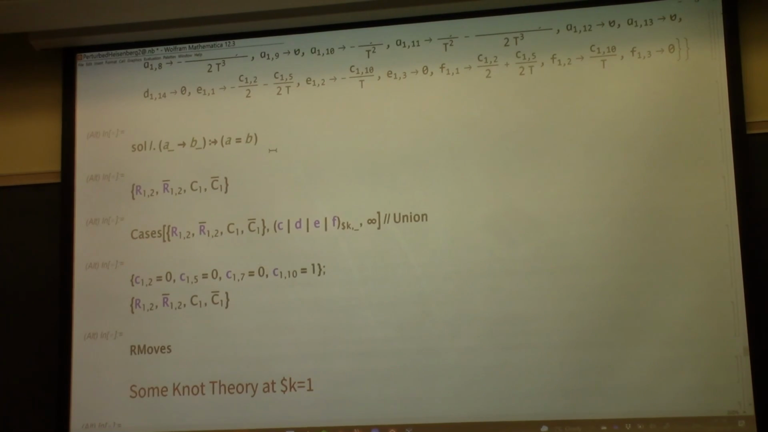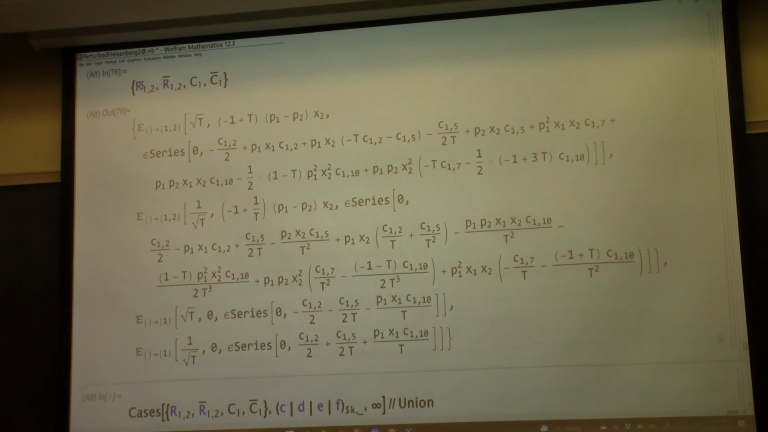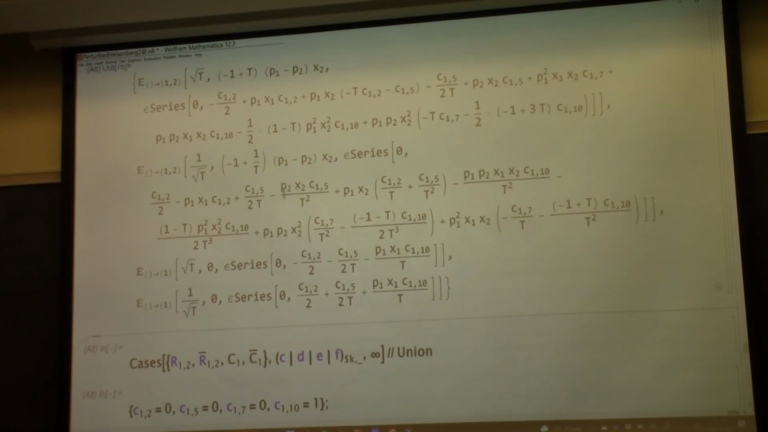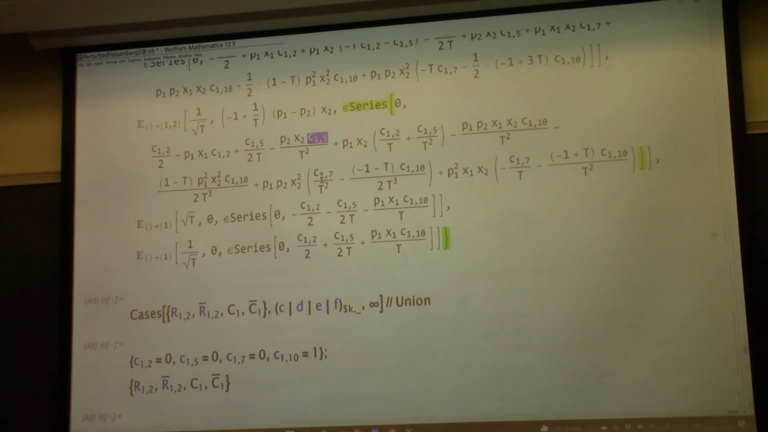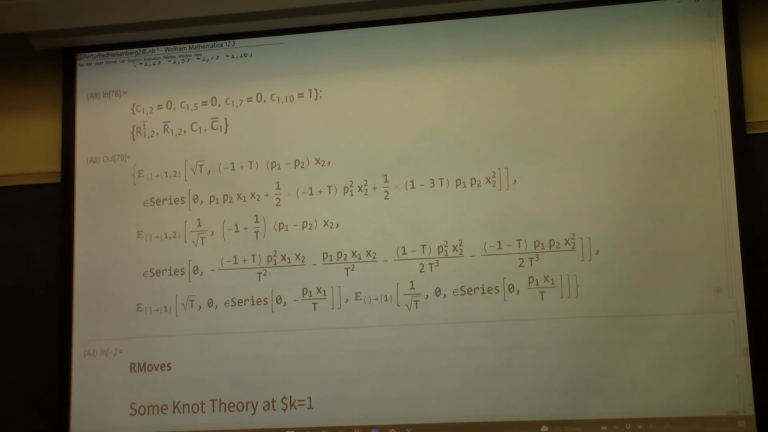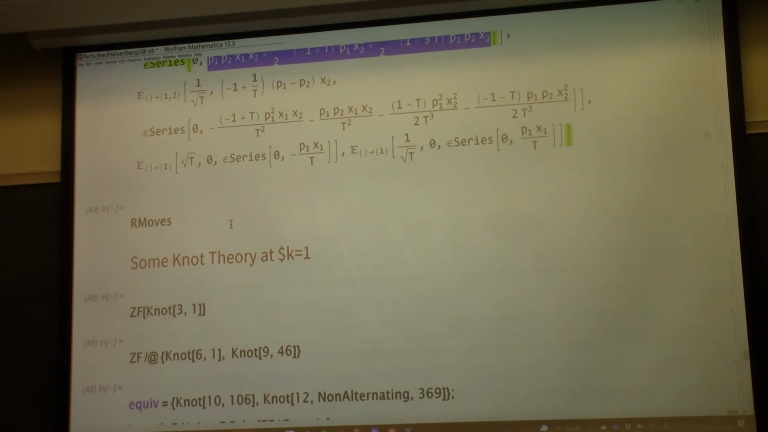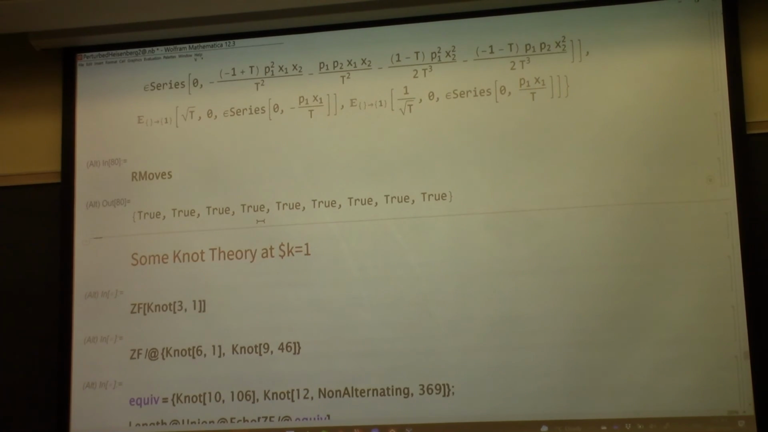I basically find the output after solving the equations. There are still some coefficients that were left undetermined. So I figure out which ones they are, and I set them to arbitrary values. And now R and R bar and C bars are just some specific, again, this is the old R, and it's multiplied by some perturbation series. And now I test the Reidemeister moves again, and they all hold true.